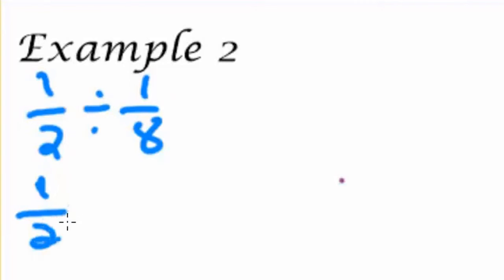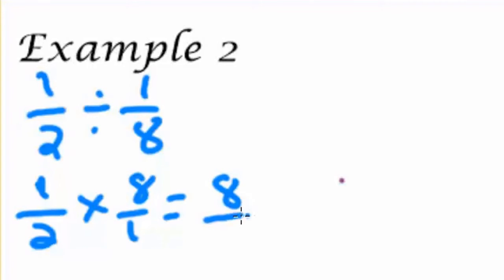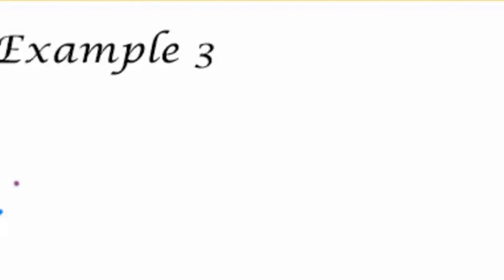In order to divide these fractions, I can set up another multiplication problem where I flip one of my fractions, 1/8 turning into 8/1. Multiplying the same way, I would get an 8/2, which of course reduces down to a 4. Let's take a look at another example so that we can better clarify this issue.